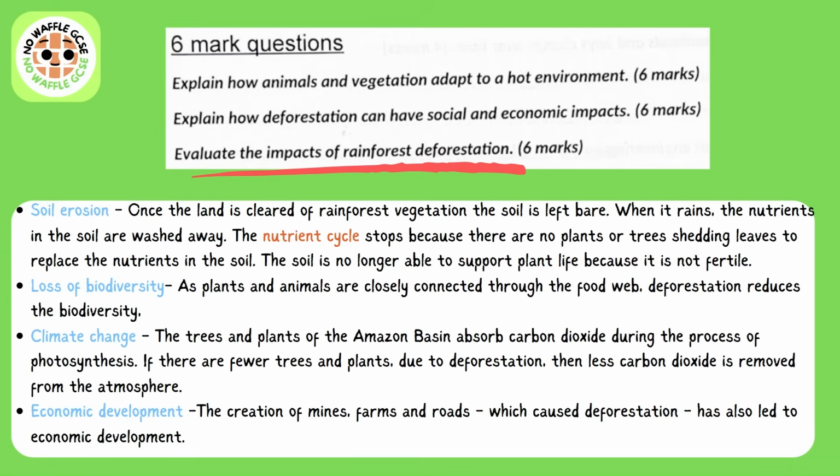Climate change. The trees and plants of the Amazon basin absorb carbon dioxide during the process of photosynthesis. If there are fewer trees and plants due to deforestation, then less carbon dioxide is removed from the atmosphere.